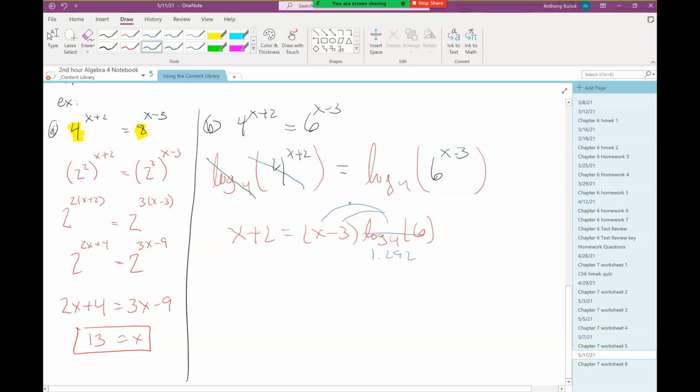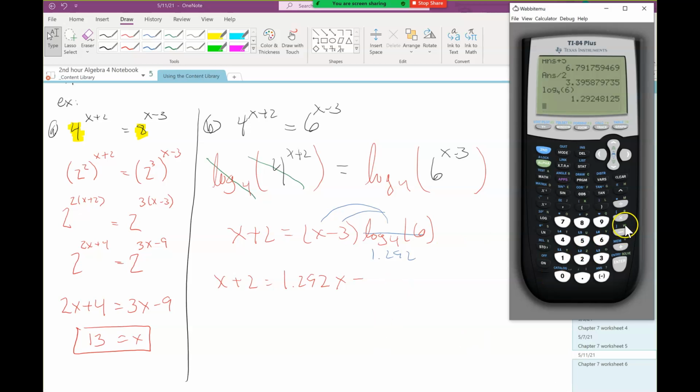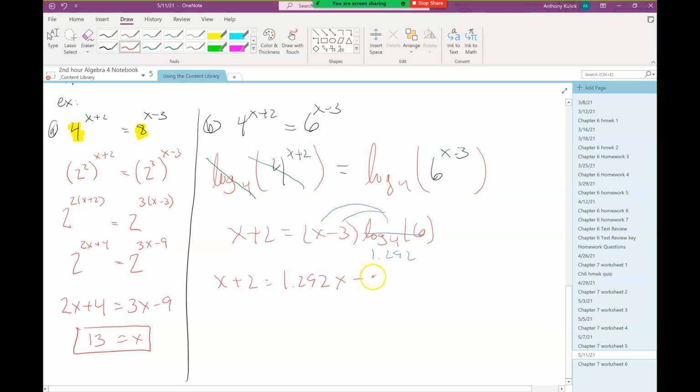And then you can just distribute that in. And then what is 3 times that? I'm not doing that in my head. 3.877. And I'm just rounding these to 3 decimal places. That would be my direction for you guys on an assignment or a test on these solving type problems.